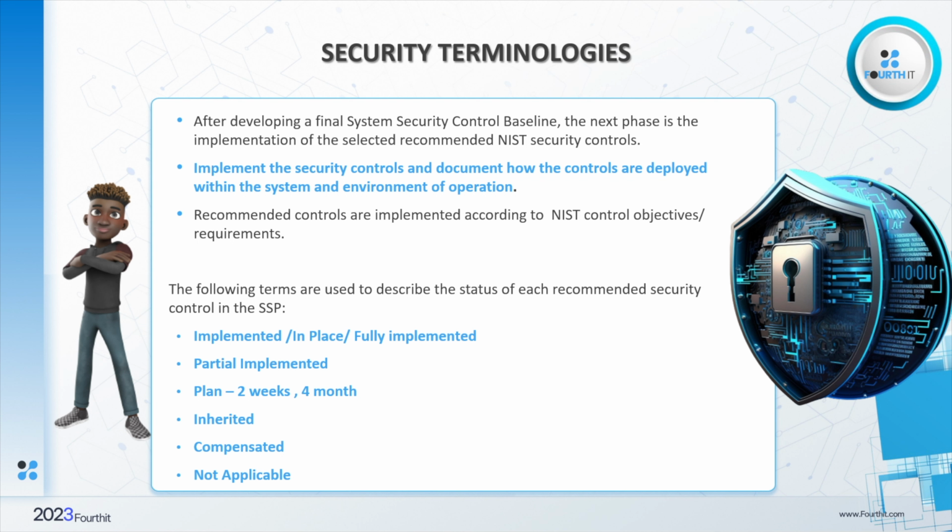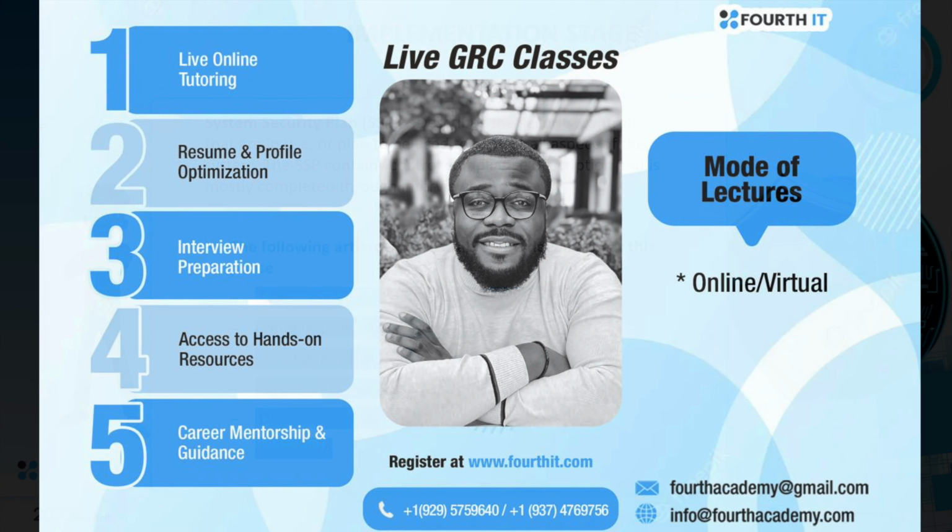Then we have inherited. Inherited means that we are borrowing it or we are taking it from another system. A compensated control. Now, when we say compensated, I'm sure this is the first time you are hearing it, but a compensated control means that we are not going by the actual control, but we are using a control that is similar and using that in place of the actual control that we are supposed to. Then we have not applicable. And not applicable means it doesn't apply to the system at all. And these are the various terminologies.